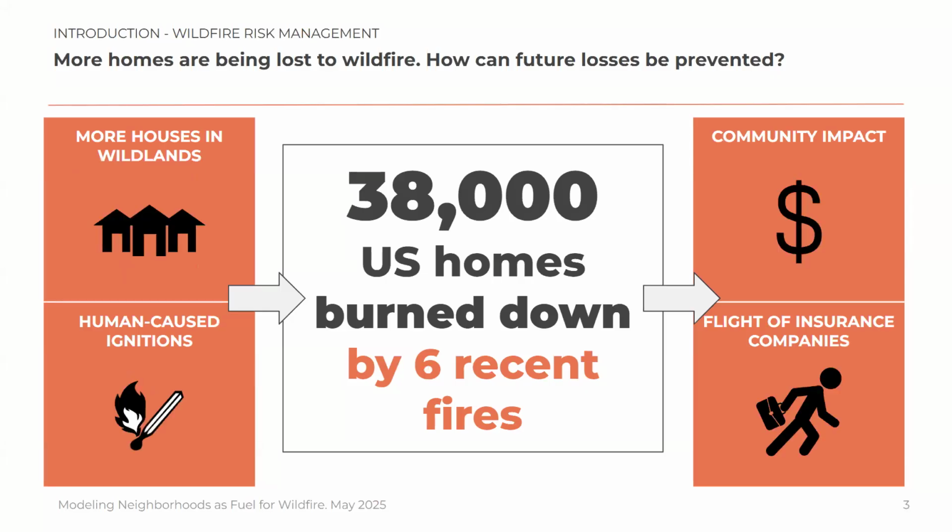So to motivate the project, first of all, there are a lot of homes being lost to wildfire. Just 6 fires since 2018 are responsible for 38,000 homes being burned down in the US. If you look on the left side of the chart here, a big cause of that is more houses being built into the wildlands, and wildlands are areas where fires are more likely to occur. So there's more houses exposed to wildfire, and the result of these homes burning down, on the right side of the chart, is enormous community impact, not just financial, but other externalities and insurance companies leaving homeowners and entire areas. So how can we prevent homes from burning down in the future is the motivation for this project.